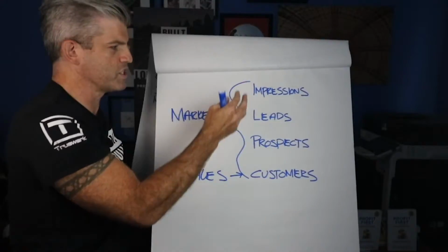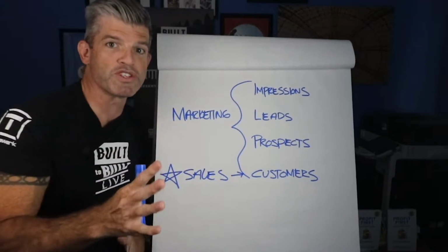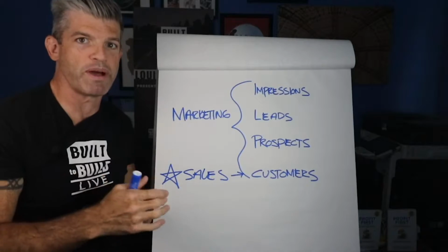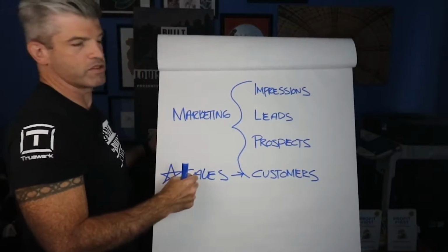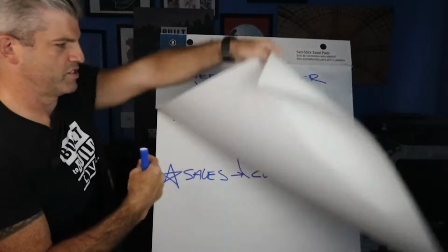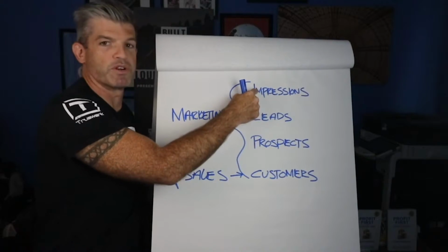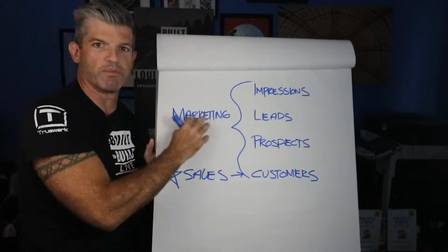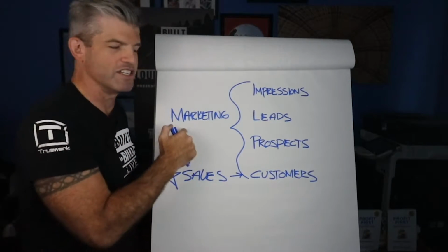Okay, we're going to reverse engineer all of this. Before you get a lead, you need to have some impressions. People just need to see or hear or learn about your company. So if sales is where your business starts, you get customers from prospects, and prospects come from your leads, and leads come from your impressions. All of that together is your marketing. So your business starts with sales, but before you have sales, you need to do some marketing.